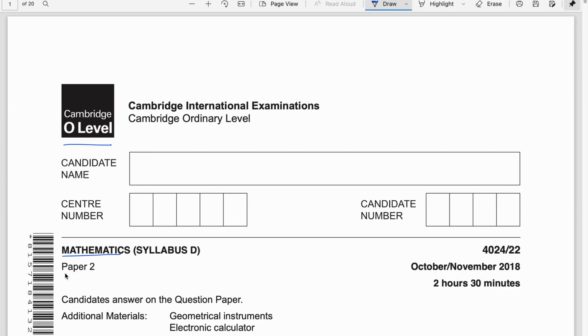Subject Mathematics, Paper 2, Session October-November 2018, Variant 22. Time for paper is 2 hours 30 minutes. Electronic calculators are allowed.